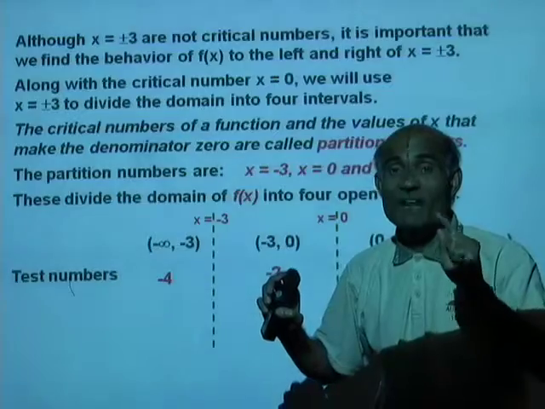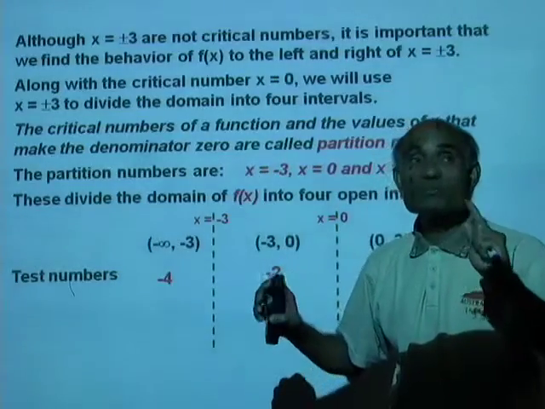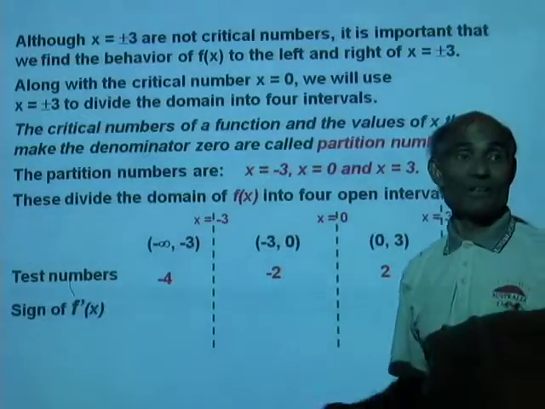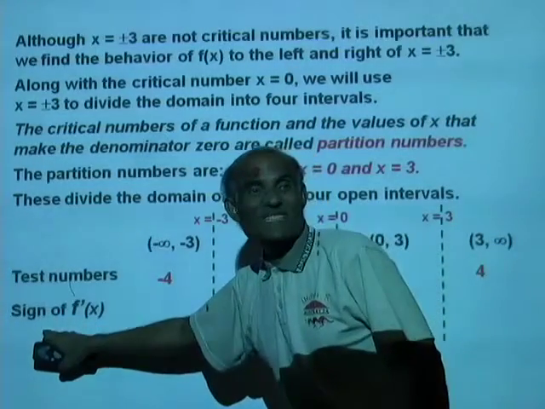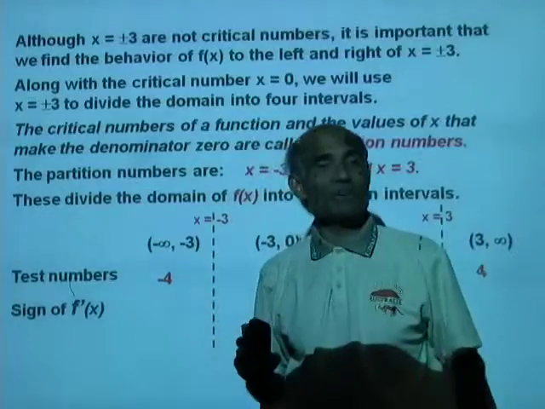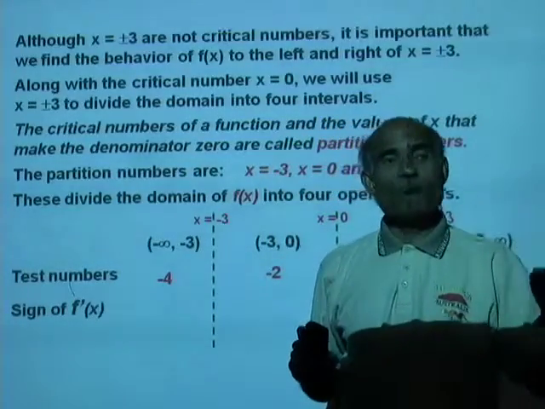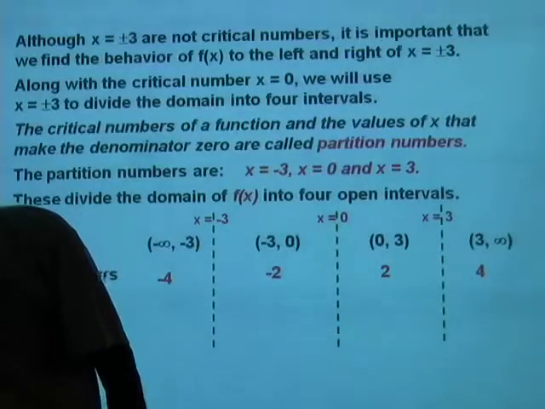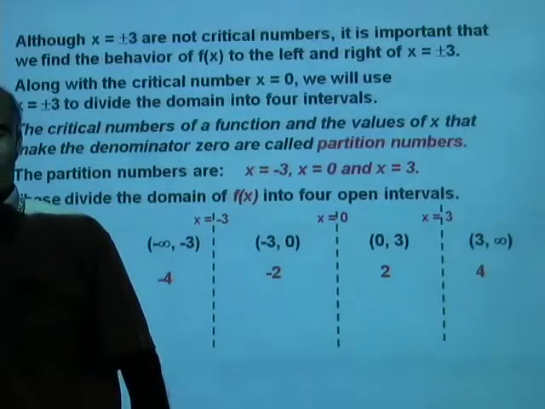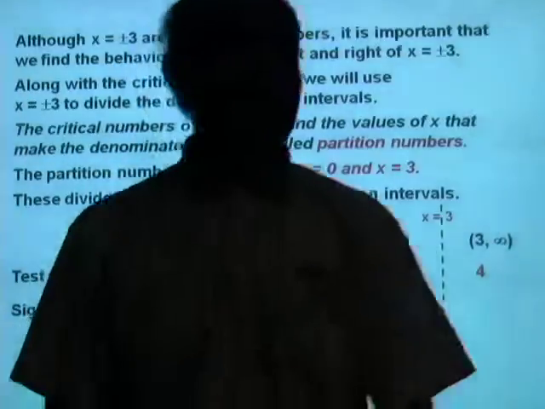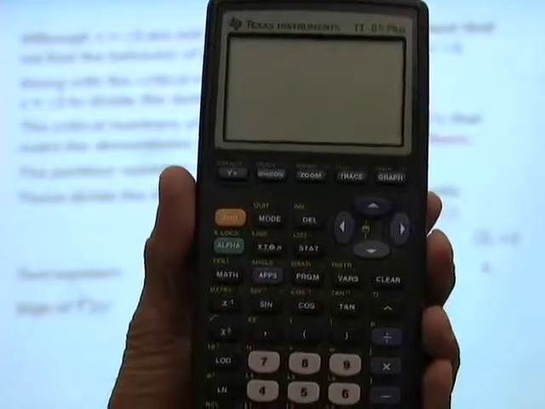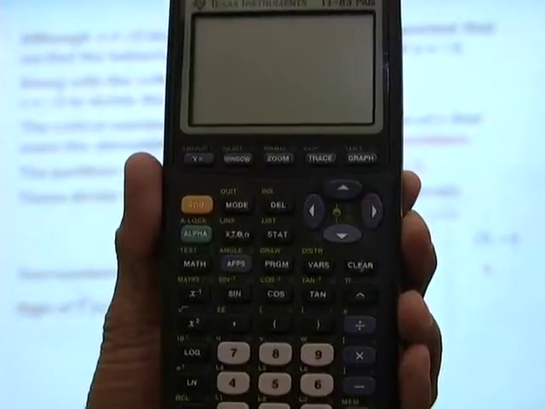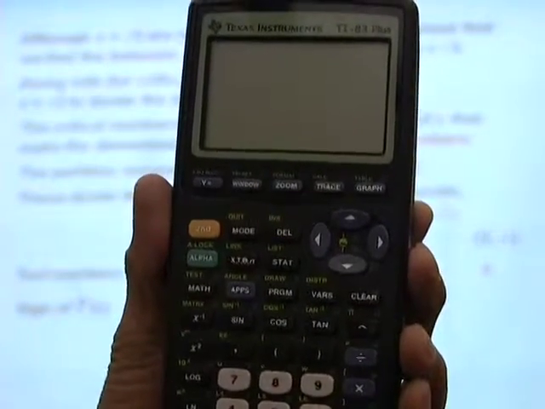Our aim is to find whether the derivative is positive or negative on these intervals. Therefore, we are looking for the sign of f prime x. Is f prime x positive or negative? Alright, shall we use the calculator one more time to do that? Okay, let's use the calculator to find the sign of the derivative at those test numbers.